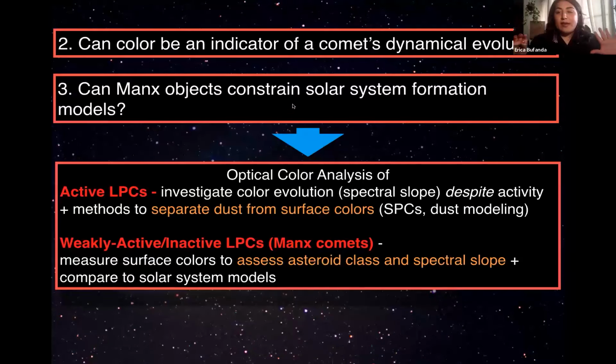And so it all boils down to doing a detailed color analysis of both active LPCs and inactive LPCs, or Manx comets. For the active LPCs, we're measuring the colors pre and post closest approach to the sun. And then we're using independent methods to attempt to separate dust from these surface colors. And then for the Manx comets, we measure their colors using broadband photometry, and then we assess their asteroid class and look at their population as a whole.